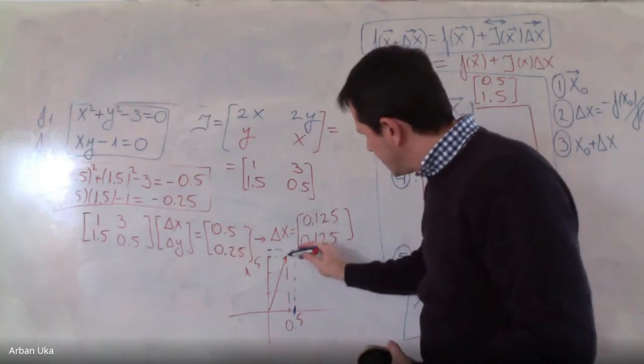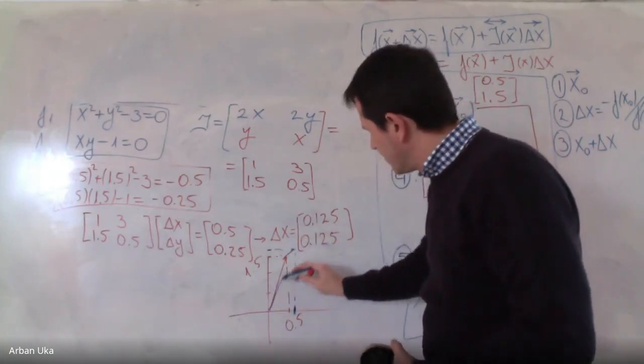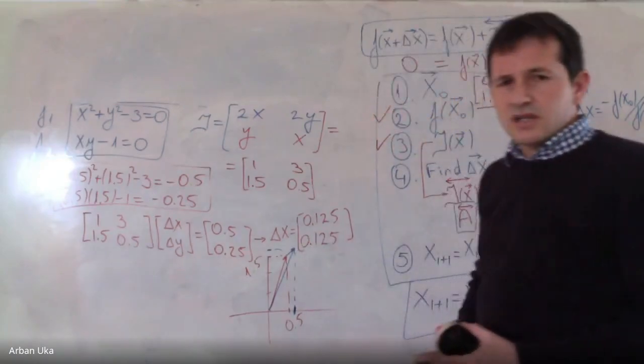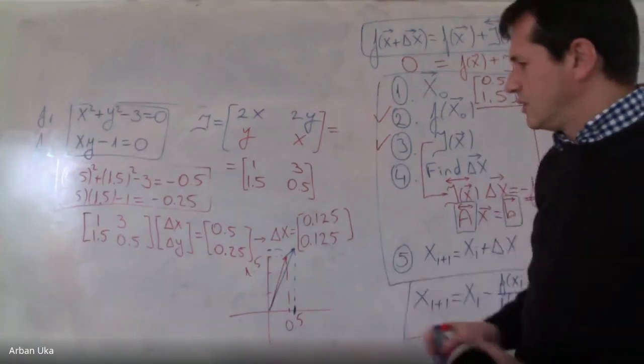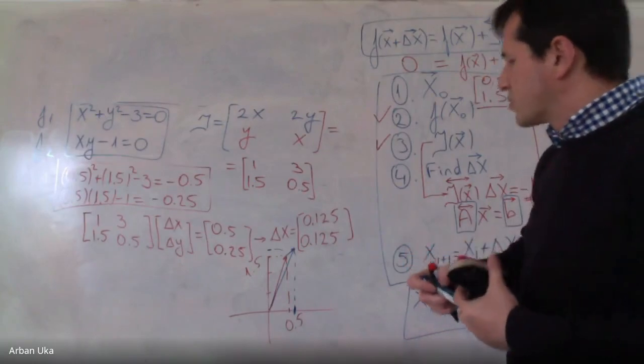So we're going to get a new value, which will be like this, right? So we go from the red solution to the blue one.